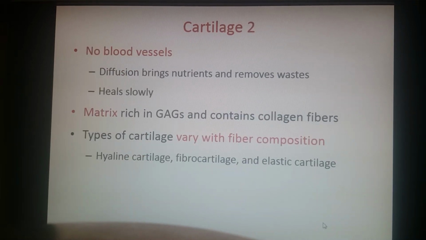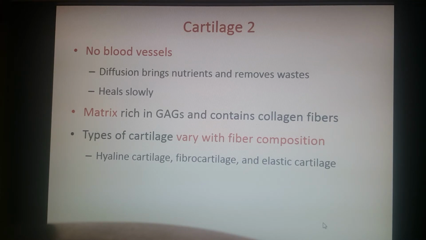With your cartilage, there are no blood vessels, so in order for nutrients to be brought into that tissue, as well as waste being removed, it has to rely on diffusion, so differences in concentration. Your cartilage also heals slowly because there's no blood vessels to bring in those nutrients. The nutrients just have to diffuse into the tissue, so it's going to take a long time to heal.